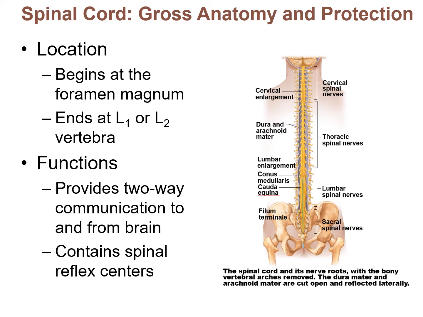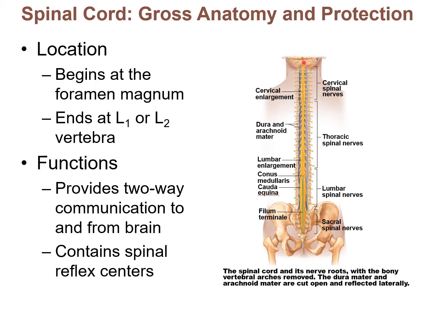All right, also part of the central nervous system is the spinal cord. So we went through the brain. The spinal cord right here begins at the foramen magnum. Remember that hole in the occipital lobe called the foramen magnum? That's where the spinal cord begins.